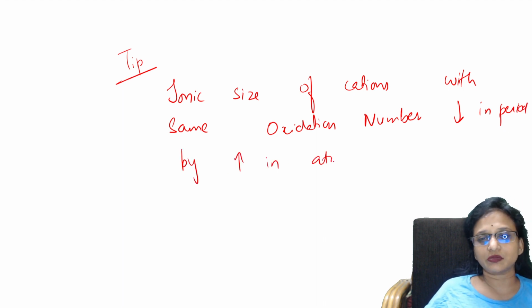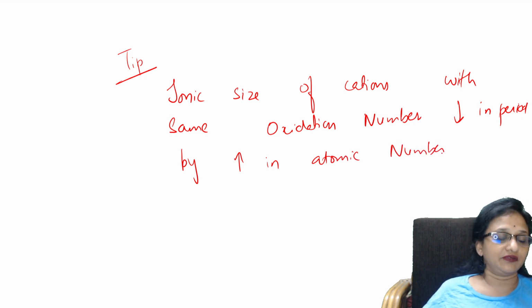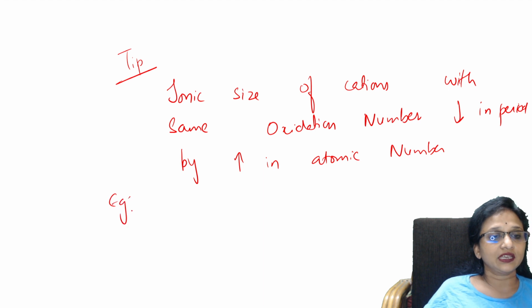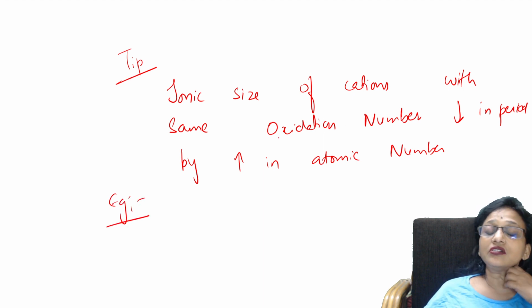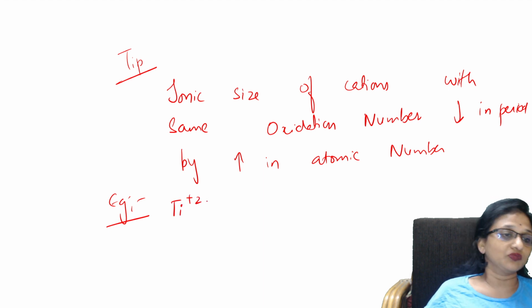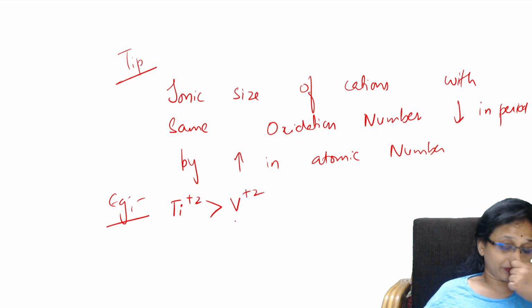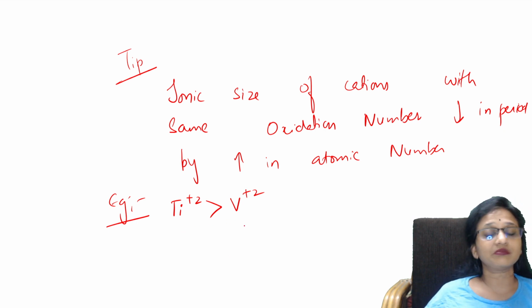Okay, what is the story, ma'am? I didn't understand this. Check this. Suppose in the exam they give you, let me take one example. Right. So what did I say? The ionic size of the cation with same oxidation number. You can see Ti plus 2 is more in size, ionic radii, then V plus 2. Are you able to see? All are there: titanium, vanadium, chromium, manganese, iron, cobalt, atomic number is increasing. But what is important? Oxidation numbers are same.